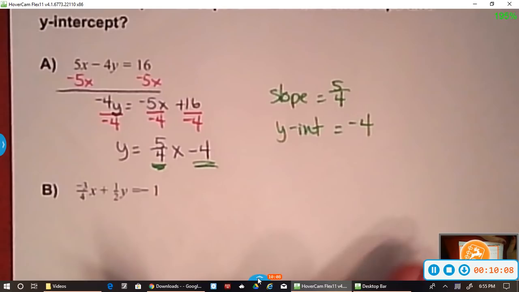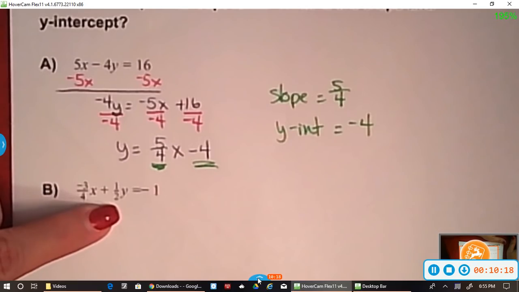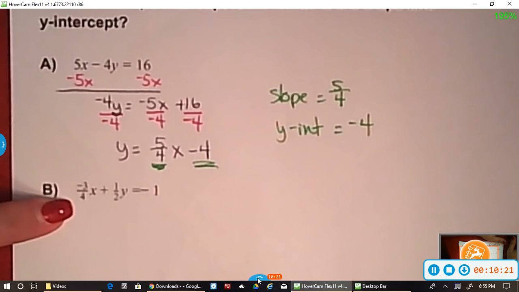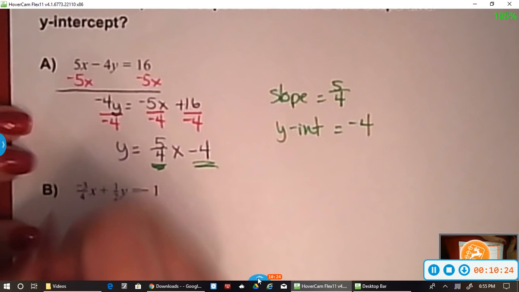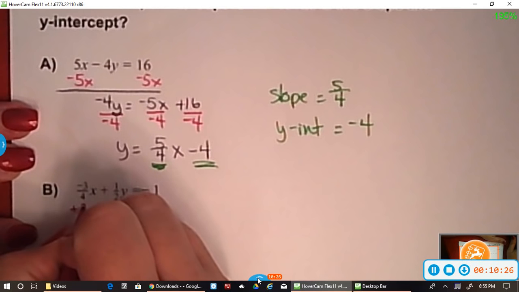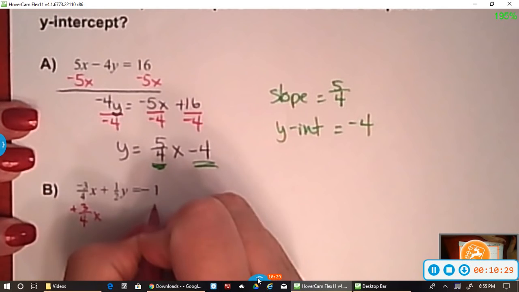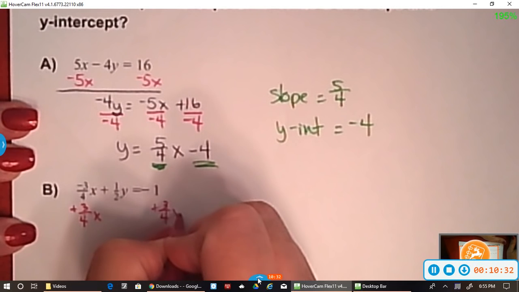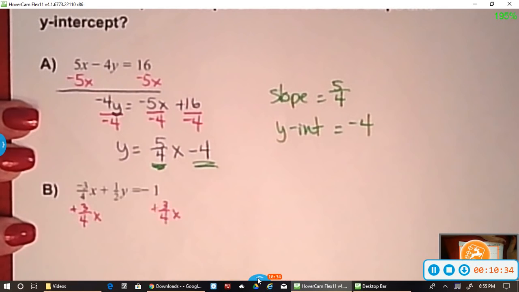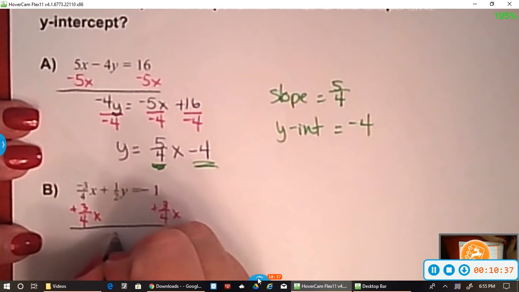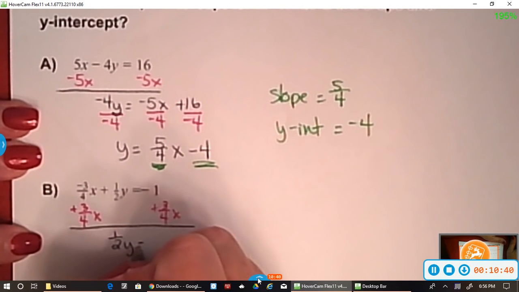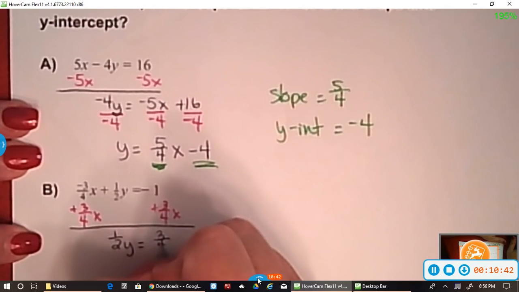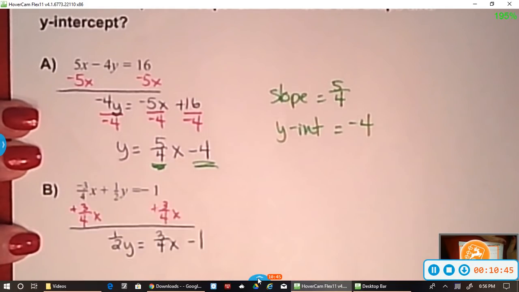Alright, part B. This one, yes, it's got fractions in it, but yes, you can work with them. These are not bad fractions. So again, to get y by itself, I have to move this 3/4 x to the other side. Because it's negative, I'm going to add 3/4 x to both sides. And by the way, this is a -1 here. So that's going to give me 1/2 y equals 3/4 x minus 1.